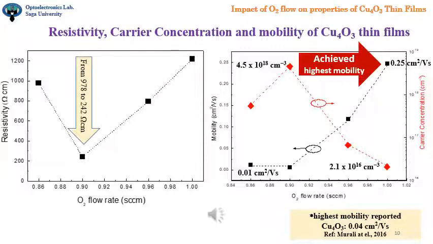Although the intrinsic p-type conductivity is typically attributed to spontaneous Cu vacancy formation during the growth of Cu4O3, this appears to be inconsistent with our observed reduction of the Hall concentration with increasing oxygen flow rate. However, a similar increase of Hall concentration with increasing oxygen content in p-type CuO films was reported.